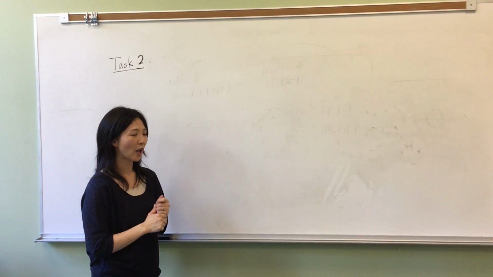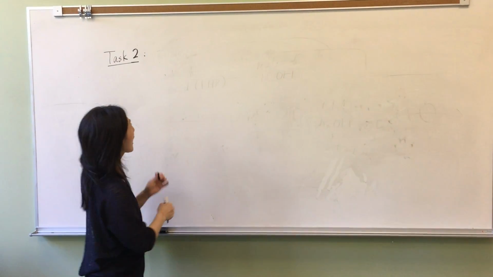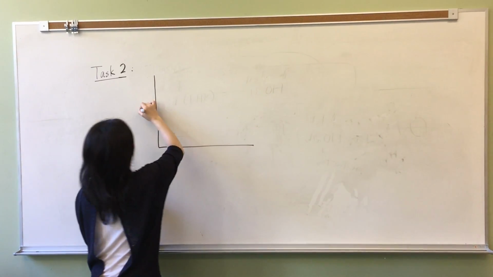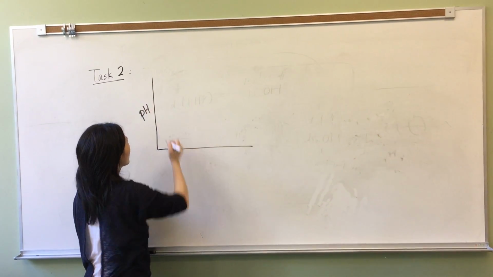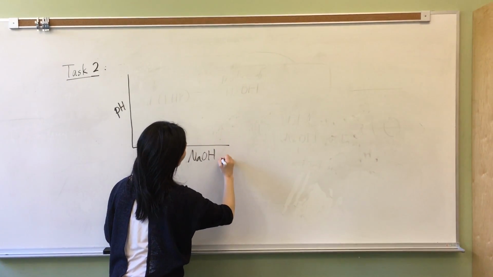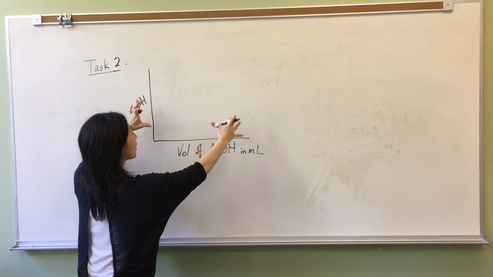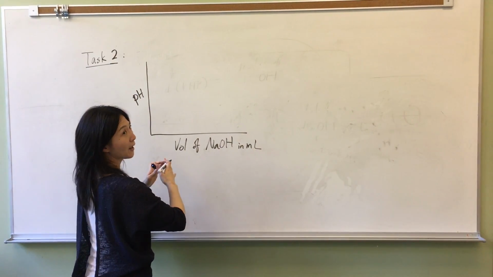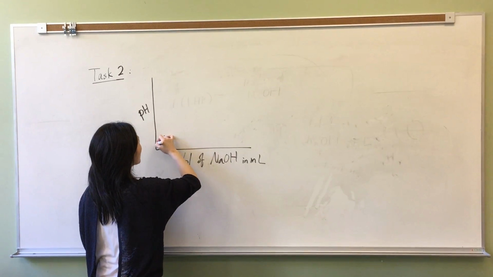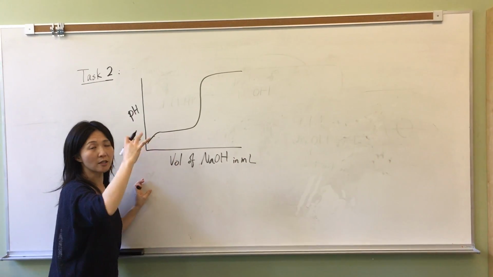Now I'm gonna go over how to do the data analysis for Task 2. For Task 2, you need to make the graph of pH versus volume of sodium hydroxide in mLs. Okay, and then I want you to have the graph on the whole page, in landscape. And you have to choose the XY scatter, but this time choose the one that connects each data point.